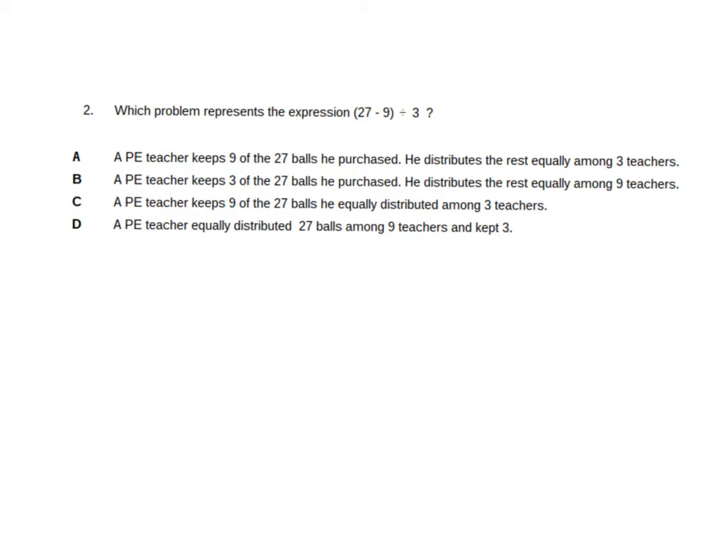B: The PE teacher keeps 3 of the 27 balls he purchased. He distributes the rest among 9. Well, we know it's not divided by 9, so it can't be B. C: A PE teacher keeps 9 of the 27 balls he equally distributed among 3 teachers. Well, that doesn't make any sense. What are you doing first? It doesn't really clarify. And D says a PE teacher equally distributed 27 balls among 9 teachers and kept 3. Well, that doesn't say he kept 3.